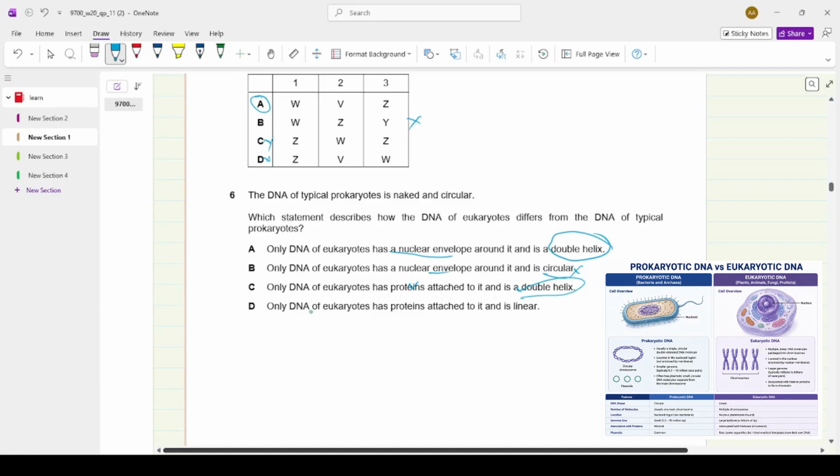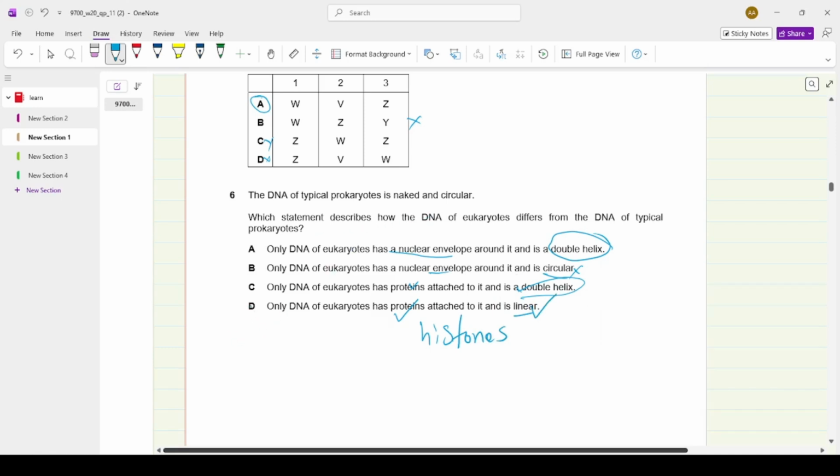Then lastly, D, only DNA of eukaryotes has proteins attached to it and is linear. So yes, we have proteins, those histone proteins, which are exclusively found in eukaryotes, not in prokaryotes. And again, it is true, it is linear, whereas for the prokaryotes, it's circular. So here the answer was D.